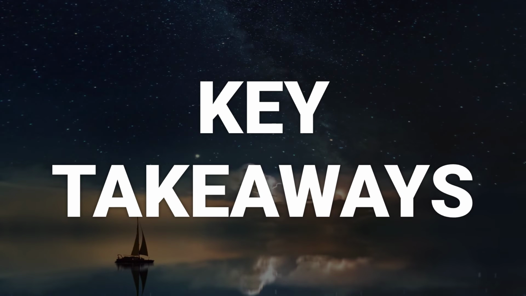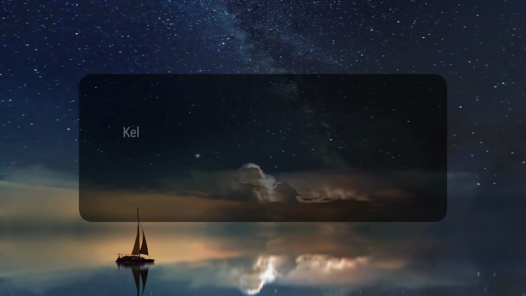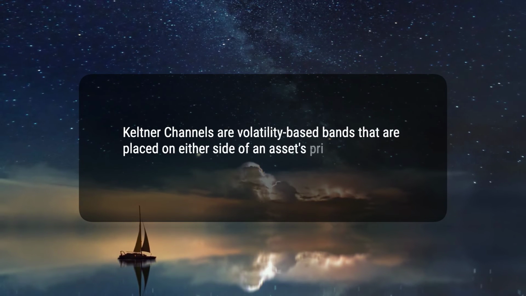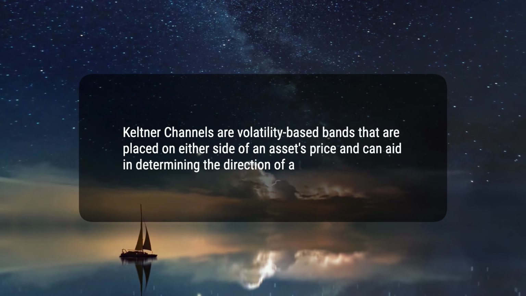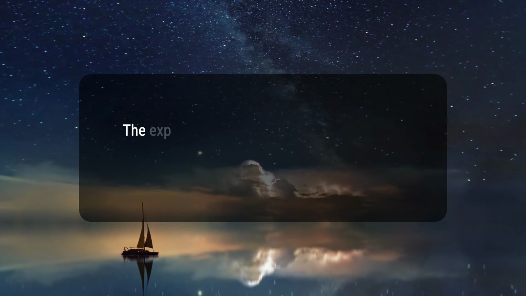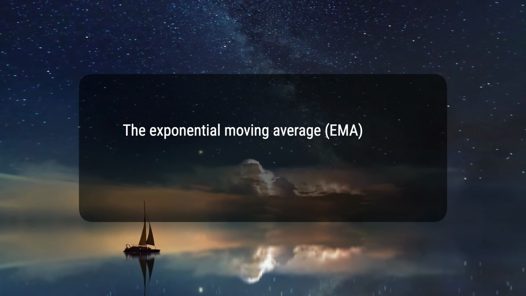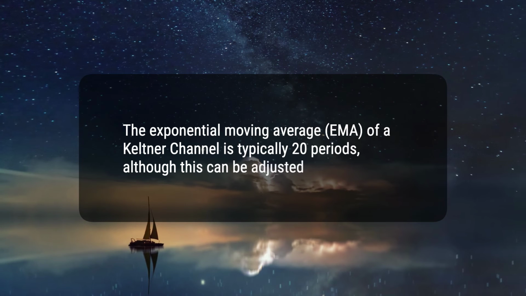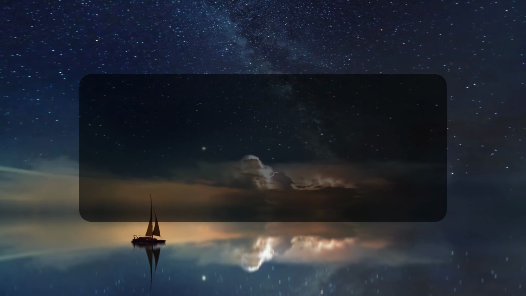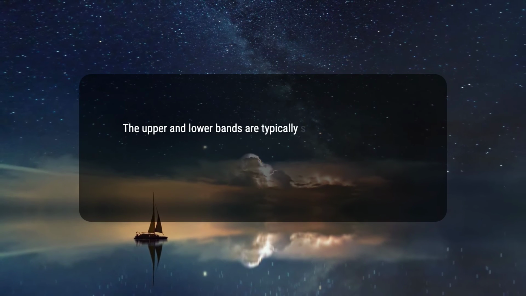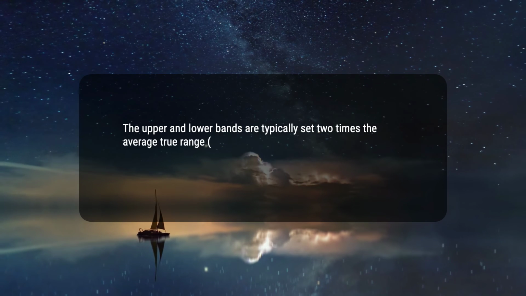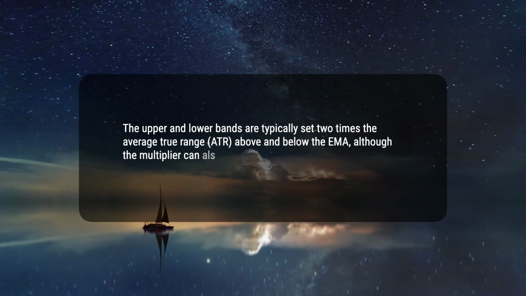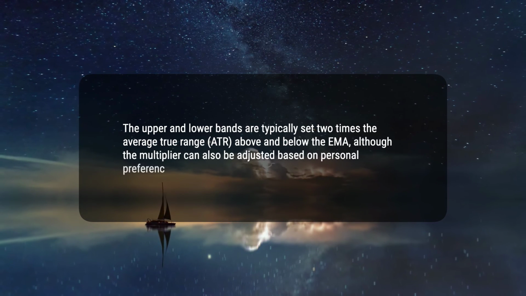Here are 5 key takeaways. 1. Keltner channels are volatility-based bands that are placed on either side of an asset's price and can aid in determining the direction of a trend. 2. The exponential moving average, EMA, of a Keltner channel is typically 20 periods, although this can be adjusted if desired. 3. The upper and lower bands are typically set 2 times the average true range, ATR, above and below the EMA, although the multiplier can also be adjusted based on personal preference.